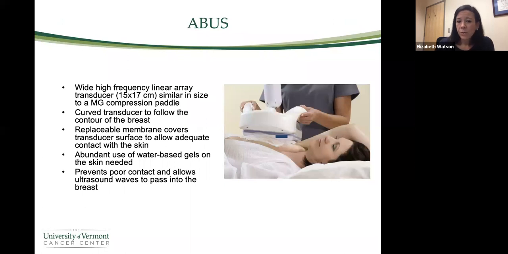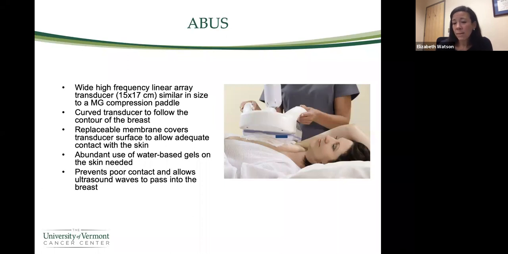In order to do the automated breast ultrasound, we need to have a wide, high-frequency linear array transducer, which is similar in size to a mammographic compression paddle. You can see one in the image here with this woman who's having an automated breast ultrasound. It's pretty big, about the same size as a compression paddle. It is curved to account for the natural curvature of the breast. It follows the normal contour of the breast.